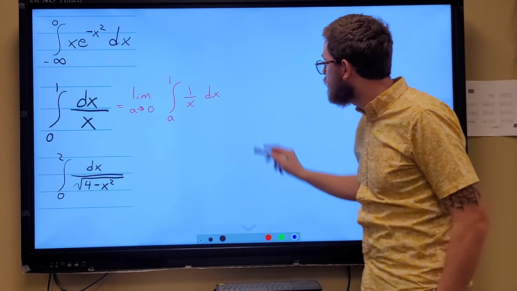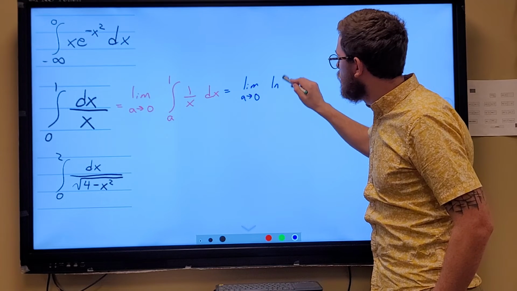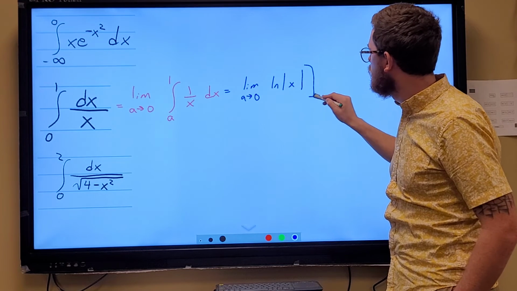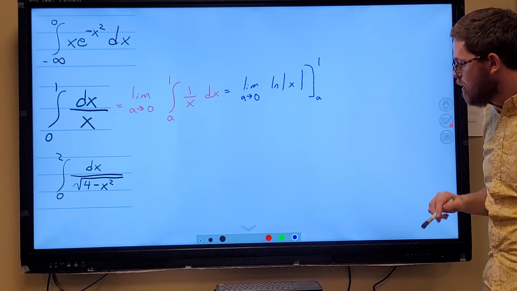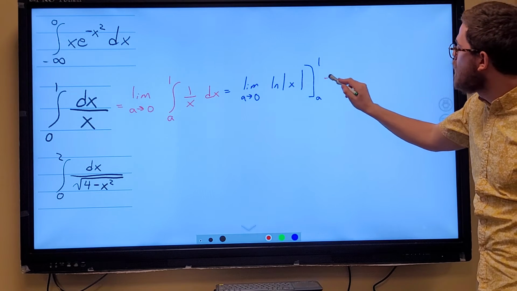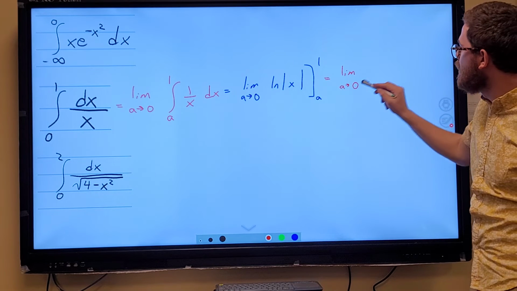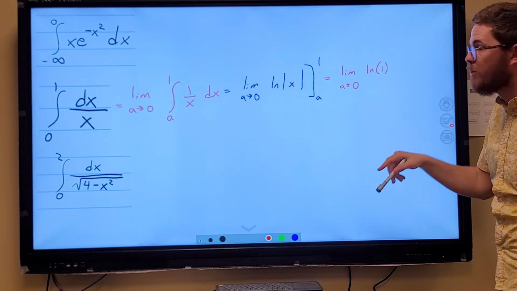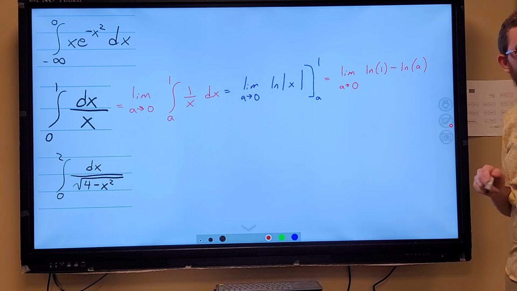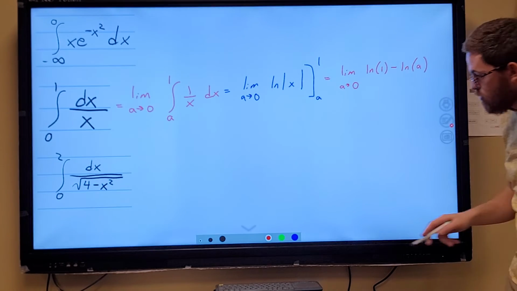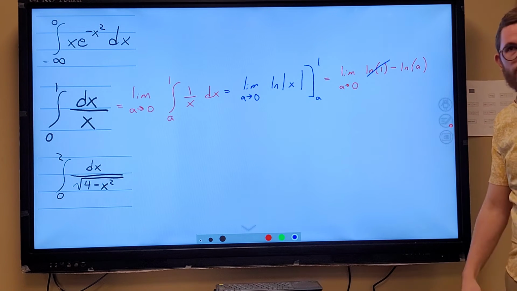This one doesn't take U substitution or anything. We can integrate that very quick. We've got the limit as a approaches 0 of the natural log of the absolute value of x from a to 1. We can apply our fundamental theorem of calculus. So we have the limit as a approaches 0 of natural log of 1, we know what that is already, minus the natural log of a. Natural log of 1 is 0. Scratch it out.